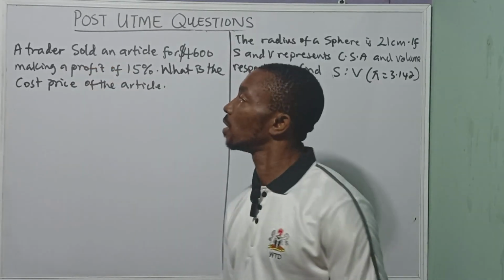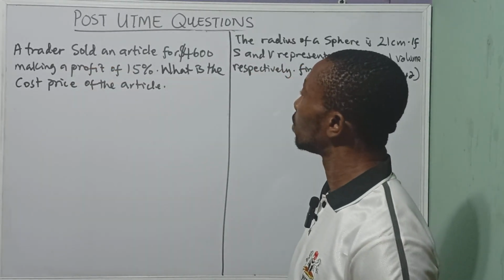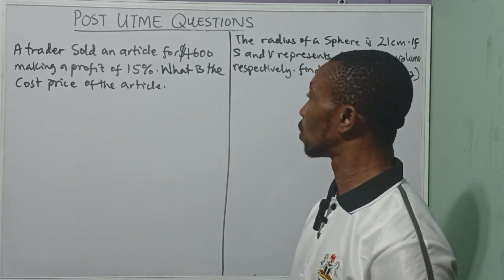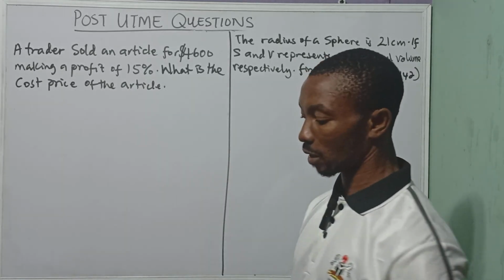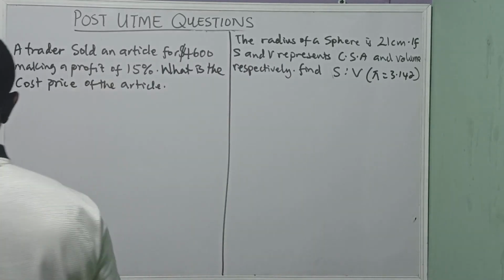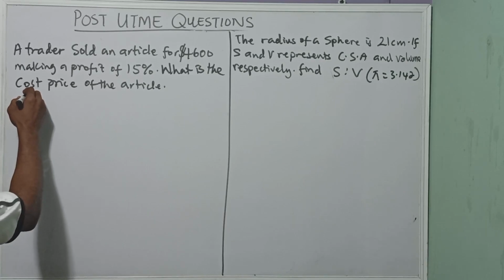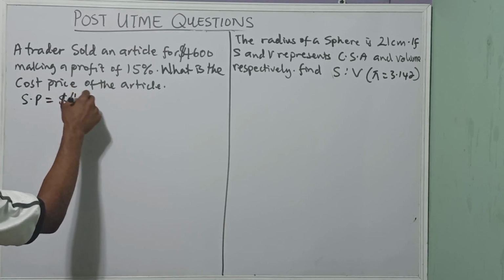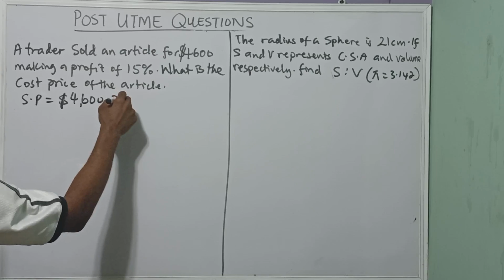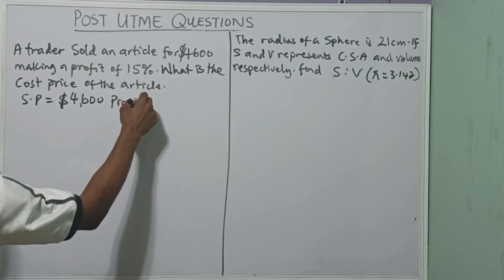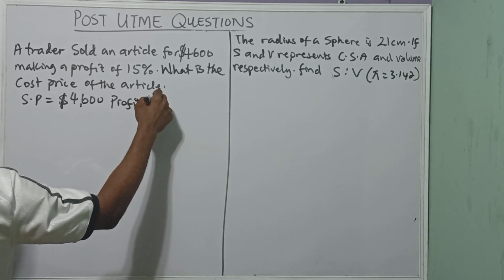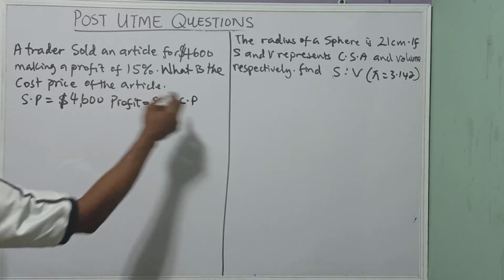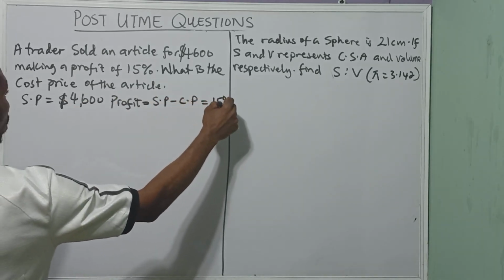Our next question says, a trader sold an article for $4,600, making a profit of 15%. What is the cost price of the article? Now, for us to find the cost price of the article, we know that from our question, our selling price is 4,600. Then the profit is selling price minus cost price. The profit percentage is 15%.